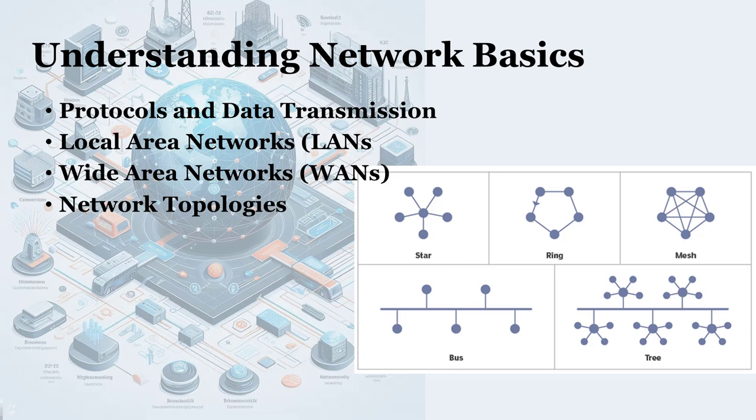4. Mesh topology, where devices are interconnected, providing redundant paths for data transmission. And finally, the tree topology, a hierarchical structure where individual nodes or devices are arranged in a branching pattern, with a central root node connecting to multiple levels of child nodes, providing a scalable and organized communication framework. Each topology has its advantages and drawbacks, and the choice depends on factors such as the size of the network, reliability requirements, and scalability.